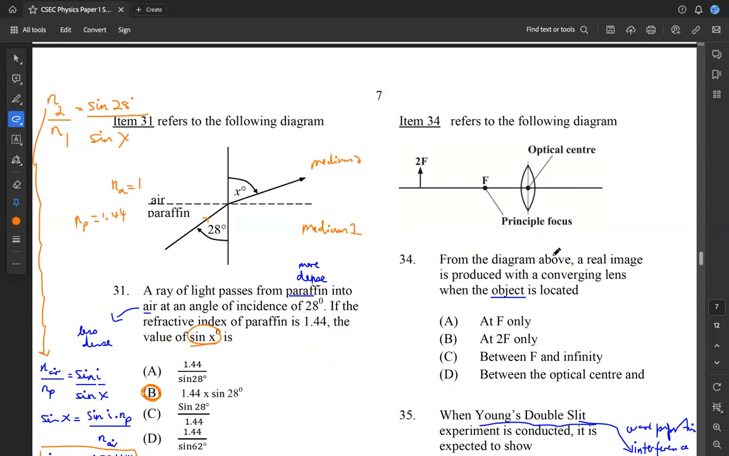From the diagram above, a real image is produced with a converging lens when the object is located where, right? So that's the question. When does a converging lens produce a real image?